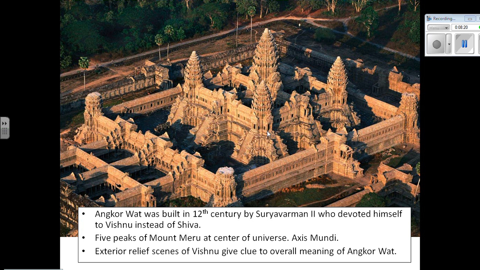So we're going to look at this structure, and then we're also going to look at a detail of some carved reliefs that cover the walls of the temple, that show scenes of Vishnu. And this particular scene will help give a clue to the overall meaning of Angkor Wat, or the intention Suryavarman had in commissioning it. Okay, let's go on here.